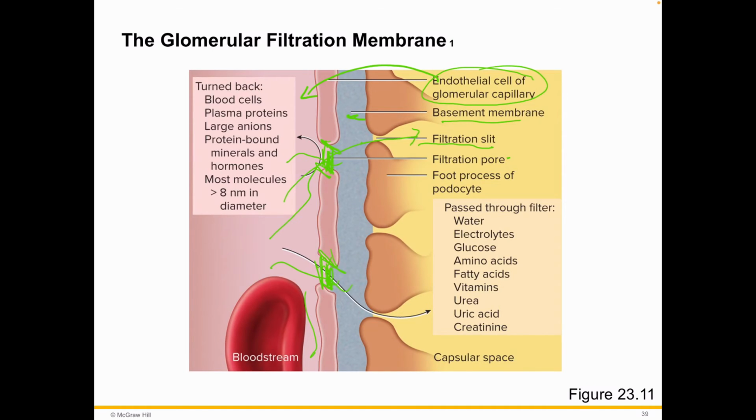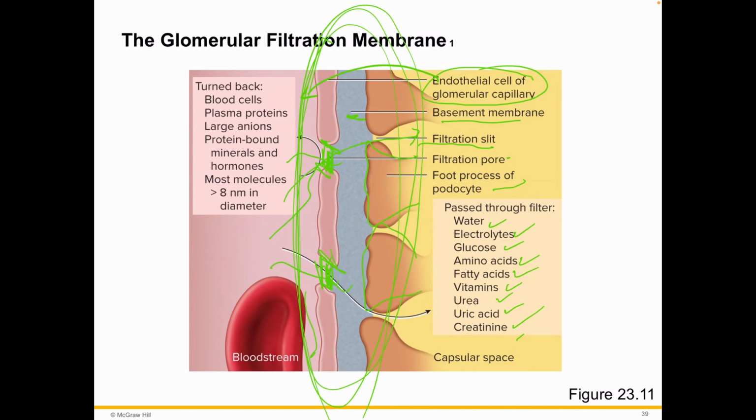The foot process of the podocyte, we saw those interlacing long fingers at the bottom of these feet that these cool podocyte cells have. Things that can go through this type of filter, because this right here is what we're talking about, this is a filter. Water fits through, small electrolytes, a little bit of sugar, amino acids, not proteins, but amino acids, fatty acids, vitamins, urea, uric acid, and creatinine.